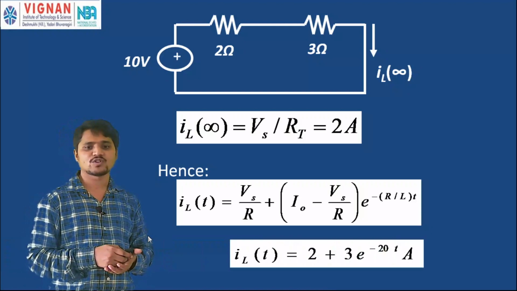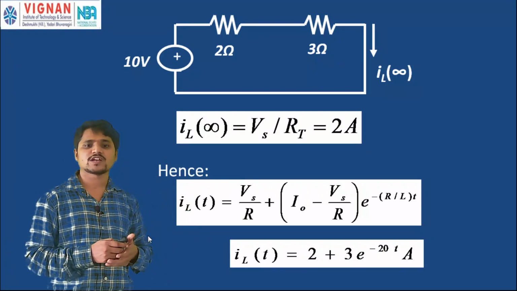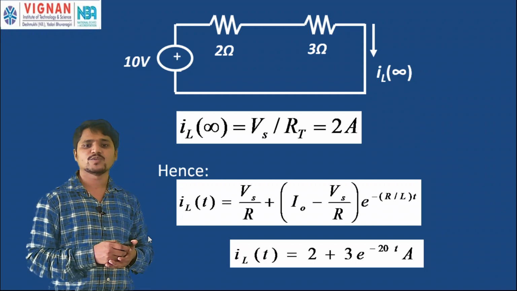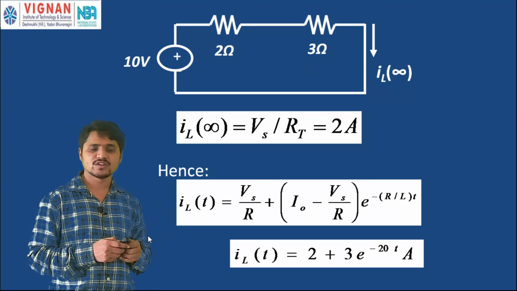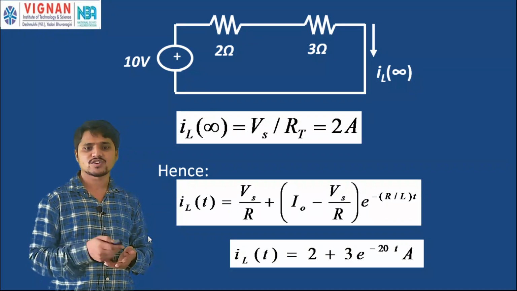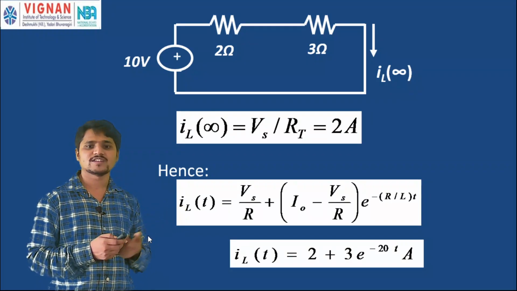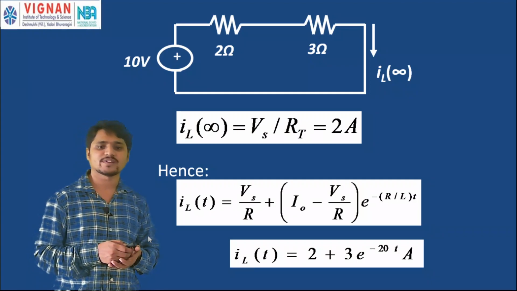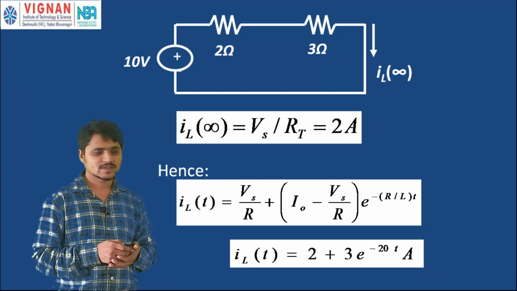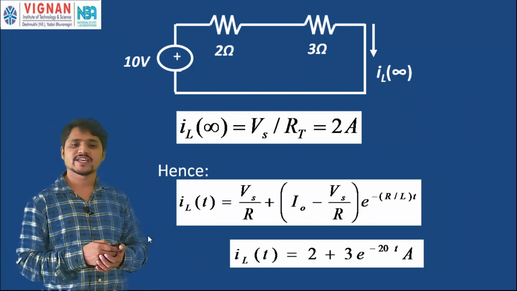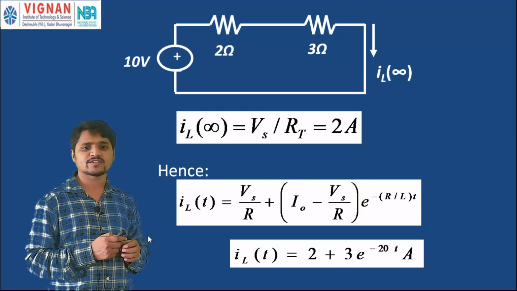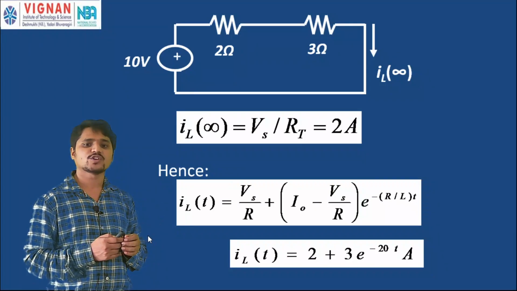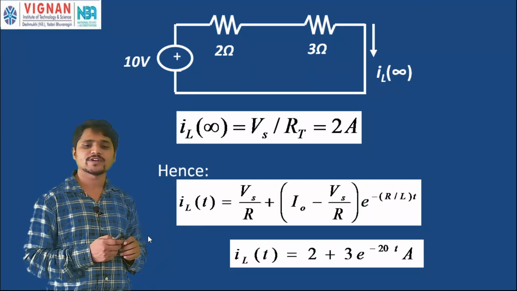Therefore IL of t is equal to 2 plus, now we substitute the I naught value and Vs by R, and e to the power of minus R by L t. We already got those values: I naught is 5 amperes, Vs by R is 2 amperes, and R and L are given. So you will get 3 into e to the power of minus 20t amperes. This is the final current in the given circuit: IL of t equals the steady state current 2 amperes plus the transient current 3 e to the power of minus 20t amperes.